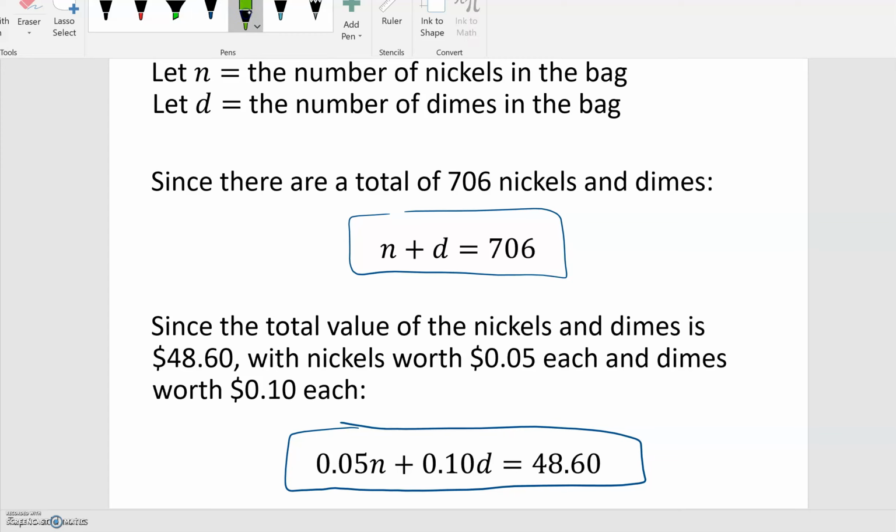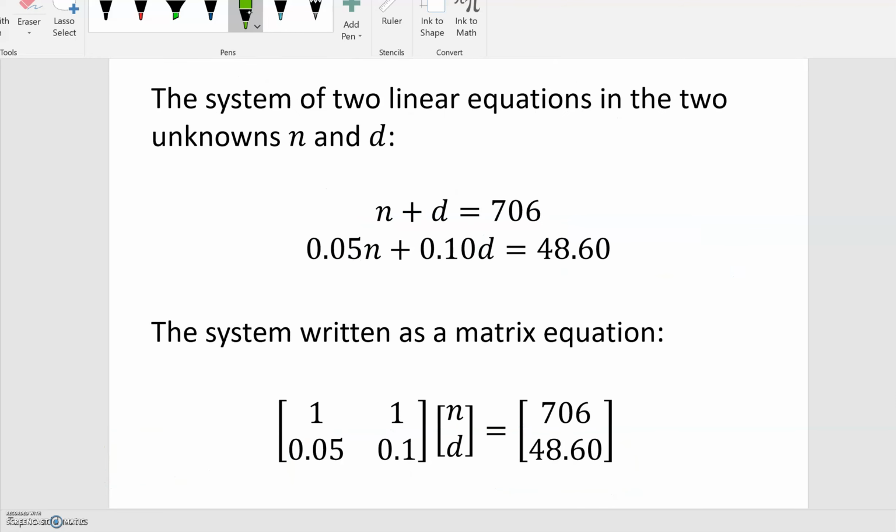So remember, with your matrix, you kind of have an understood one here and an understood one there, so my coefficient matrix would be 1, 1, 0.05, and 0.10, and that would be my A matrix, and my B matrix would be 706 and 48.60, and then I would need to do A inverse times B. Okay, A inverse times B.